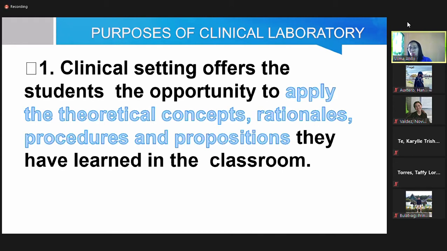Sa prelim mo, ang gi-discuss ng CI is about community. Sa midterm mo, ang gi-discuss ng CI is about delivery room. Sa finals mo, ang discuss naman ng other clinical instructor is about OB-GYN. So, hindi ka pwedeng mag-duty sa ward if you failed on those different concepts. You follow?